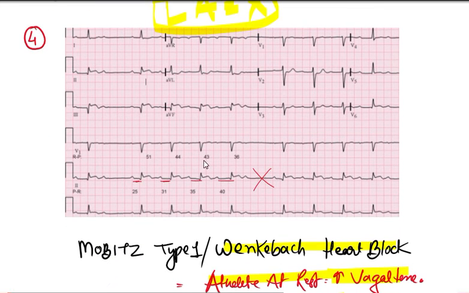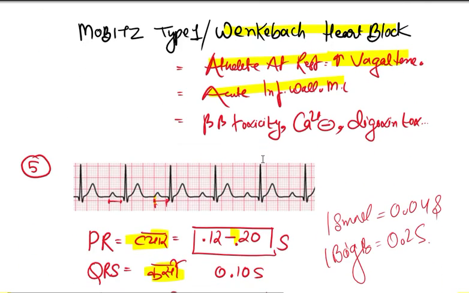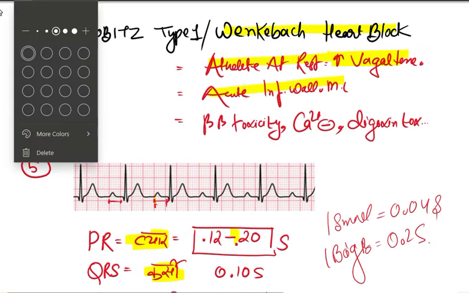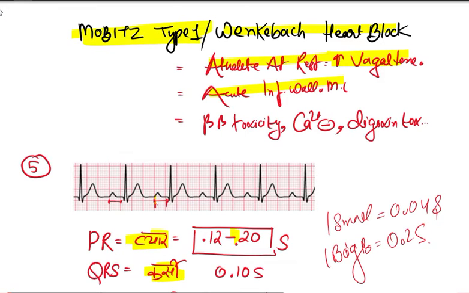Now next one, in this ECG we see a progressive increase of PR interval and a sudden drop. So this is the Wenckebach heart block or Mobitz type 1 block. It can be seen normally in an athlete at rest, due to increased vagal tone, and in acute inferior wall MI. Beta blocker toxicity, calcium channel blocker, digitoxin toxicity.